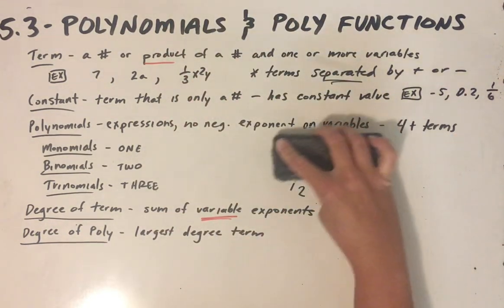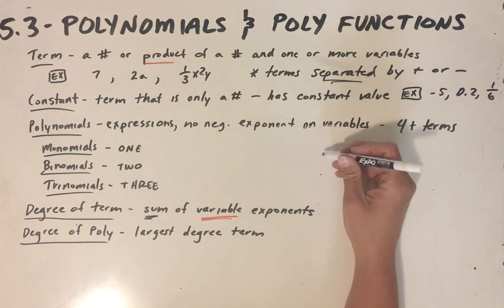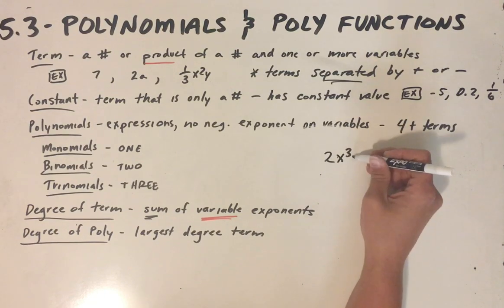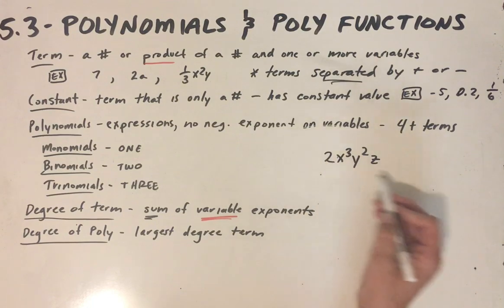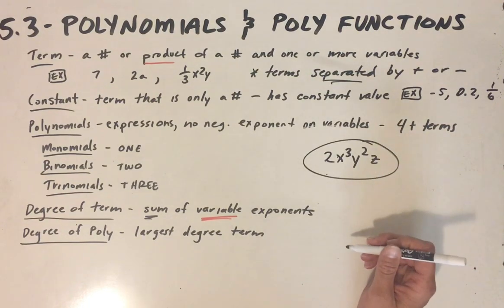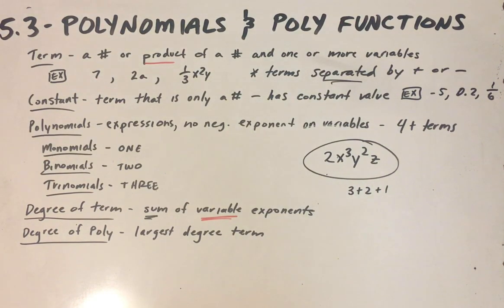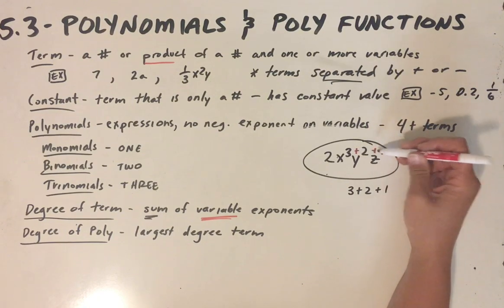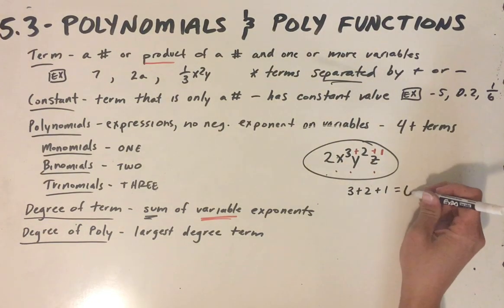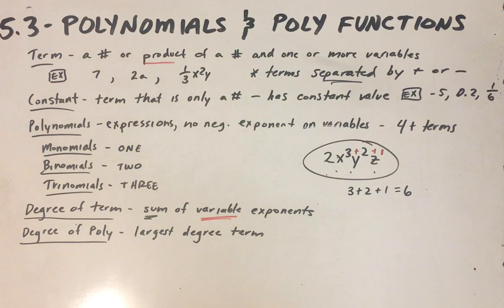So what does this sum of the variable exponents mean? If I had a term that said, I don't know, 2x cubed y squared z, and this is all related through multiplication, so this is a single term, it's a monomial, but what is the degree of this term? Well, it's the sum of the variable exponents. So in this case, it's 3 plus 2 plus 1. Where did I get that 1 from? The z is to the first power. So I'm just going to add all of the variable exponents together and say that the sum of the variable exponents is 6. So this term has a degree of 6.